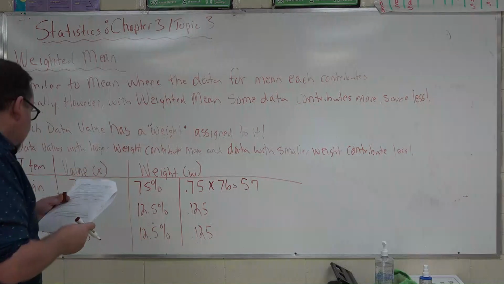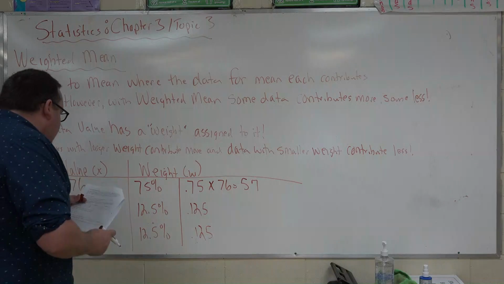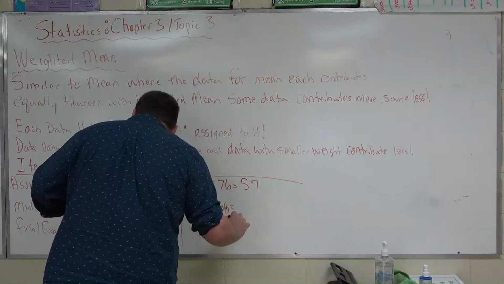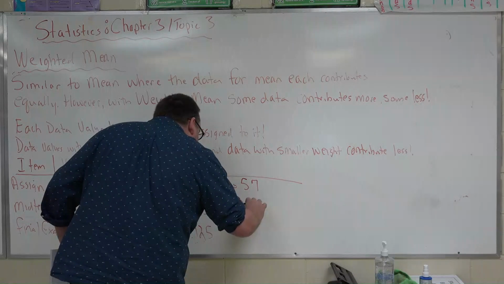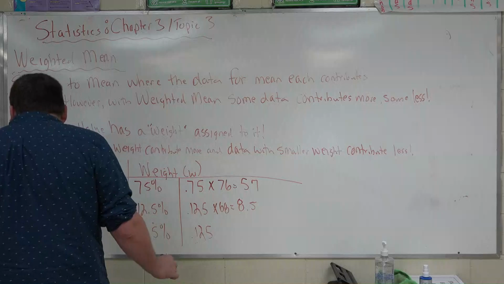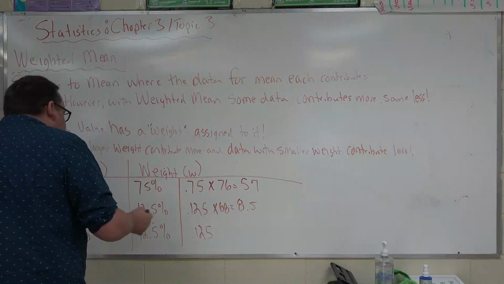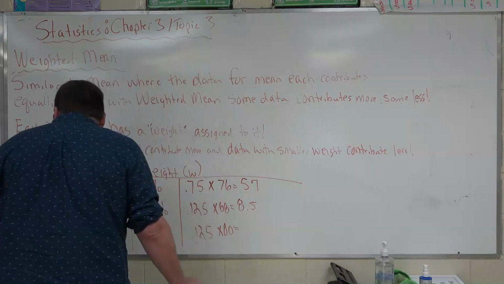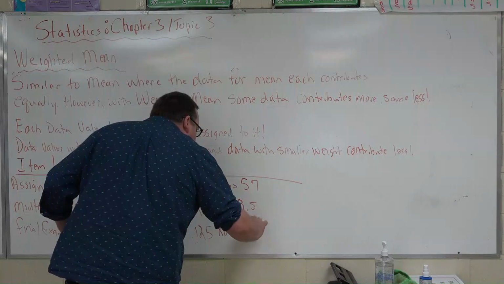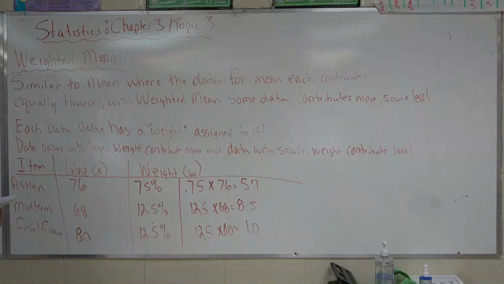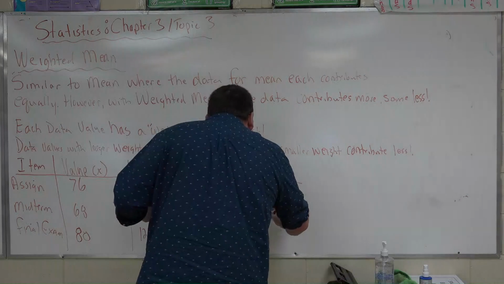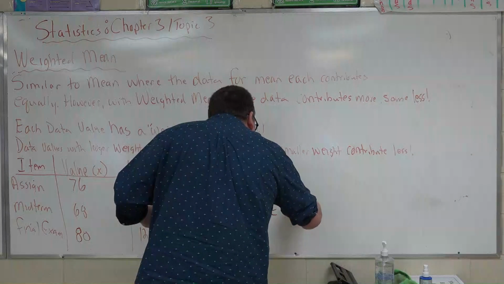Then you take your 68 and you times that by 0.125. That will give you 8.5. And then you do the 80 for your final exam times 0.125. That will give you 10. Now add the values up. 57 plus 8.5 plus 10 will equal 75.5.